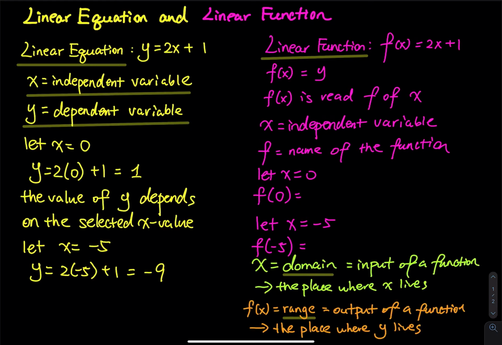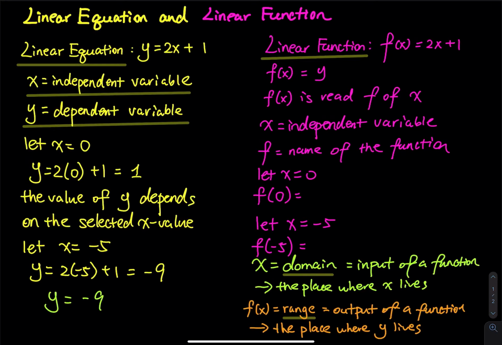So if you pick another x value, so let's say x is equal to -5, then you have y equals 2 times -5, which is -10 plus 1, equals -9. So y is equal to -9. This value depends on the selected x value. So for x, you can choose whatever you want. So x is called an independent variable. So since the value of y is dependent on the value of x, we call y a dependent variable.